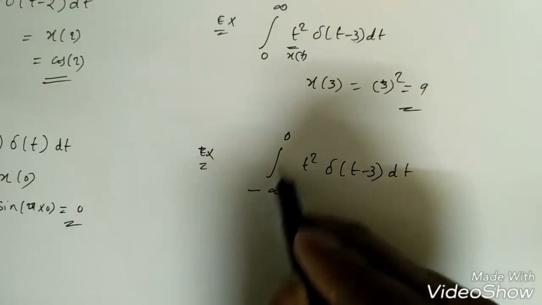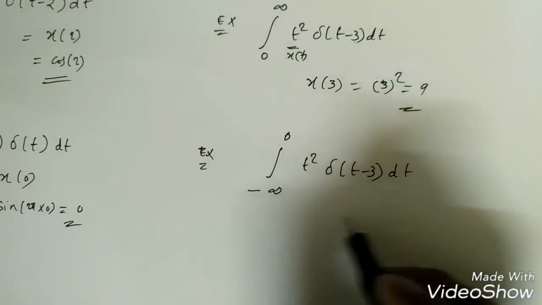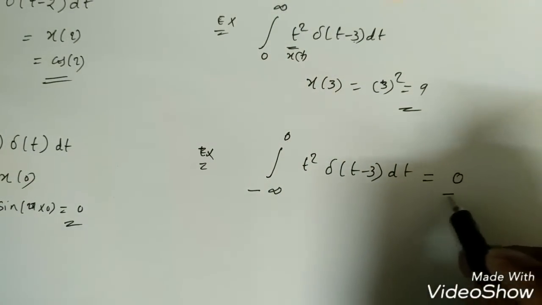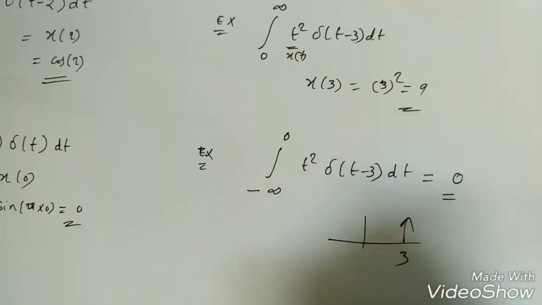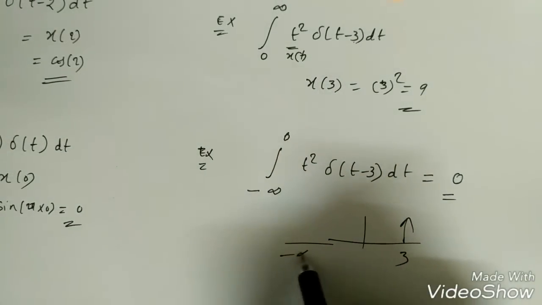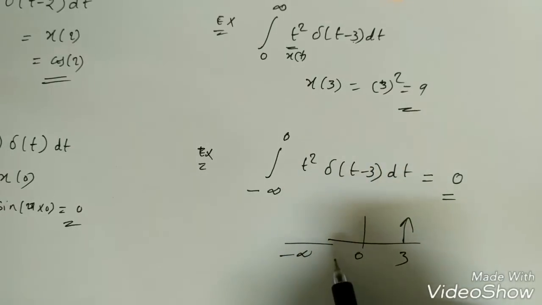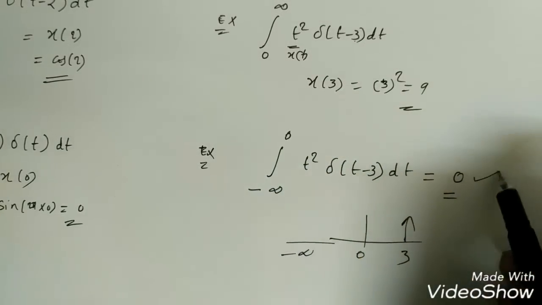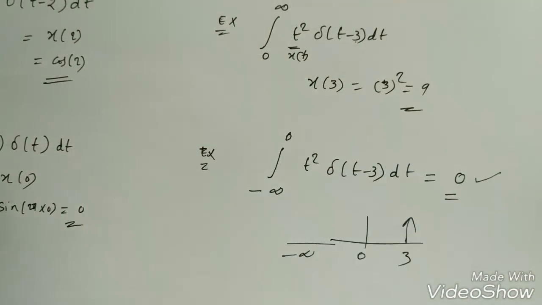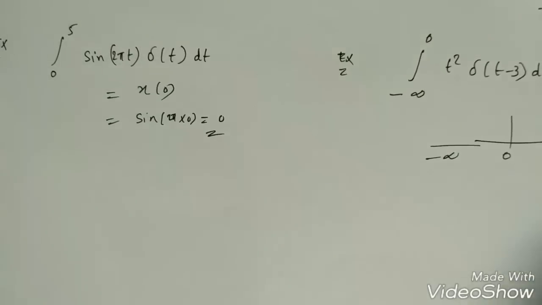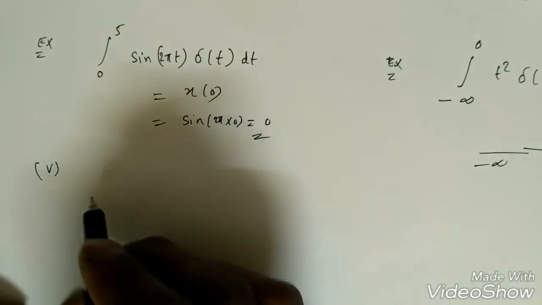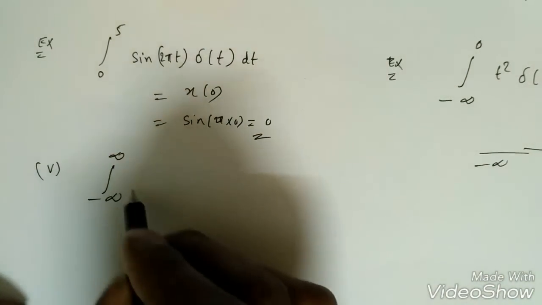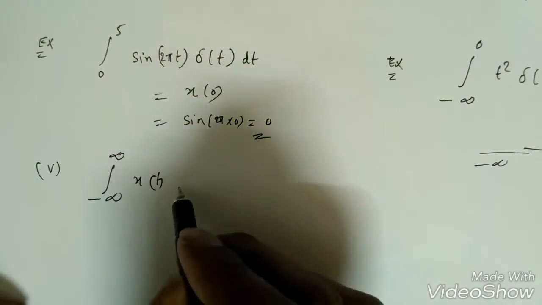3 is not in between these limits, right? So that's why directly the answer is 0, because delta t minus 3 is somewhere here, right? But we are integrating from minus infinity to 0, so there is no common term, so that's why directly the answer is 0, right?